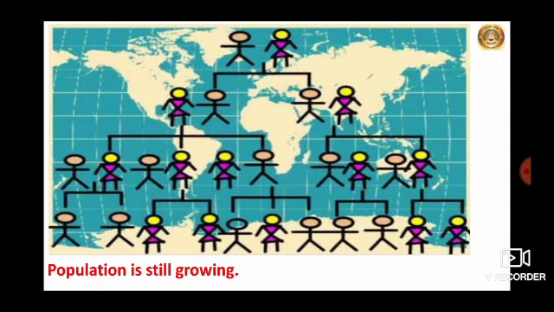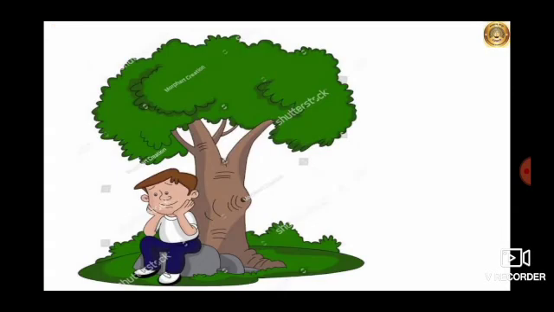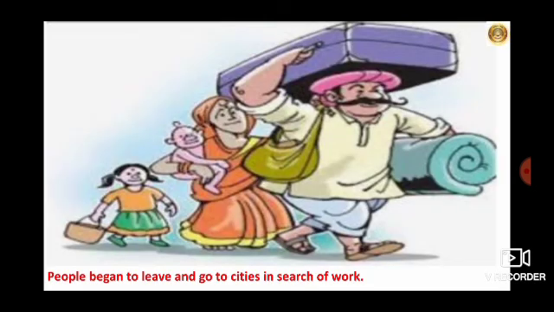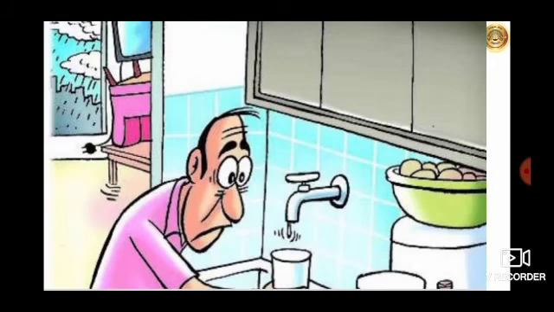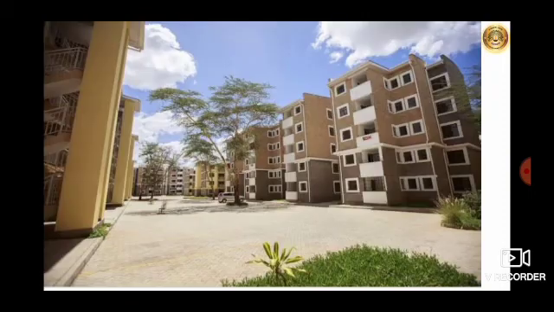increased many times over. People could not get employment in villages. So, they began to leave and to go to the cities in search of work. Cities became overcrowded. The population in the cities grew beyond the limits. Cities began to experience a shortage of water. There were not enough houses for everybody, so people could not find a place to stay.